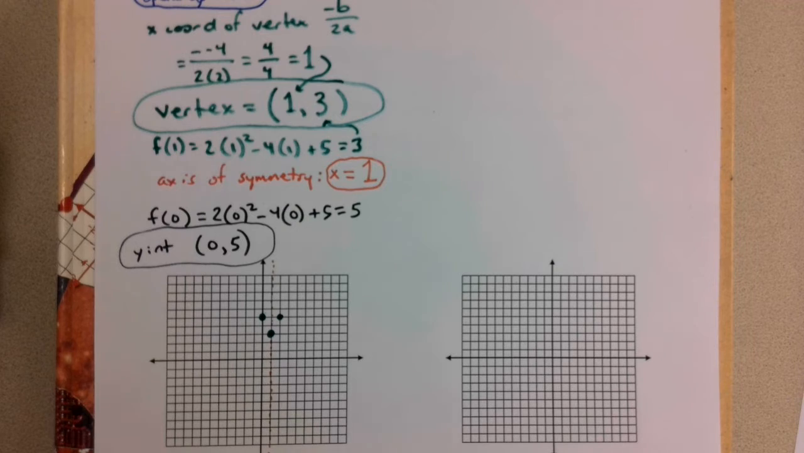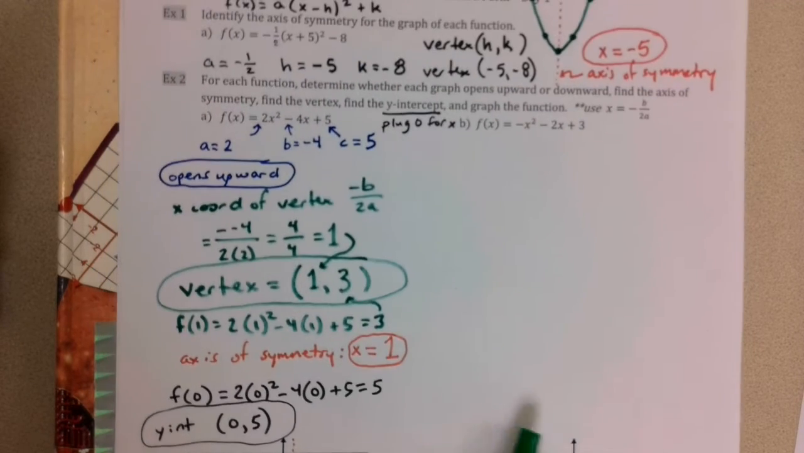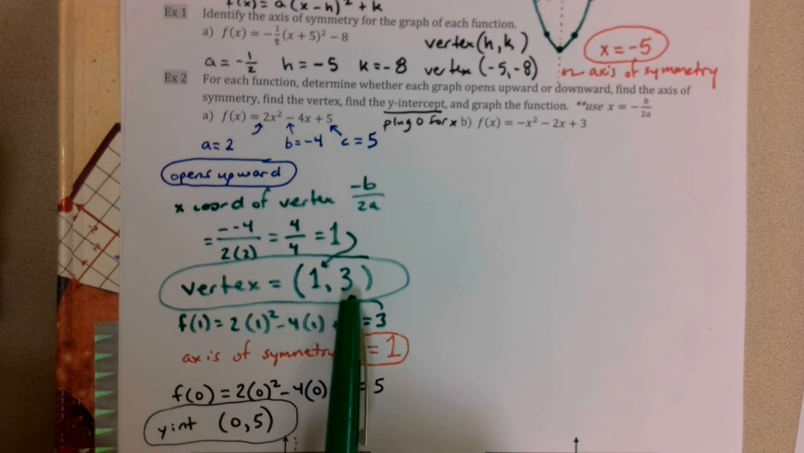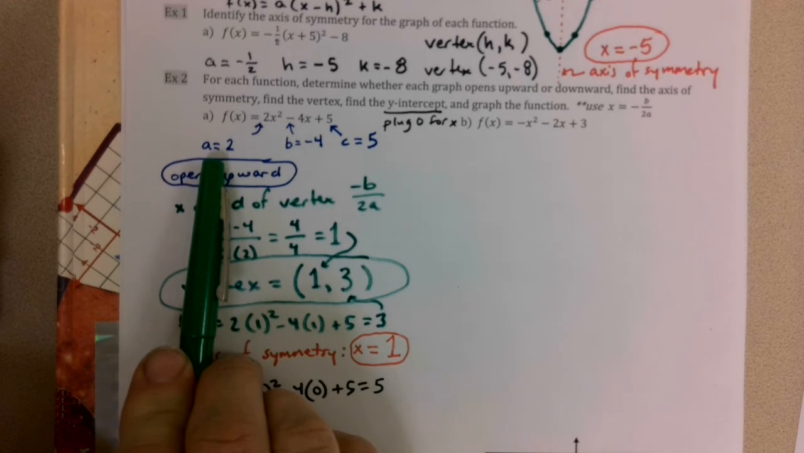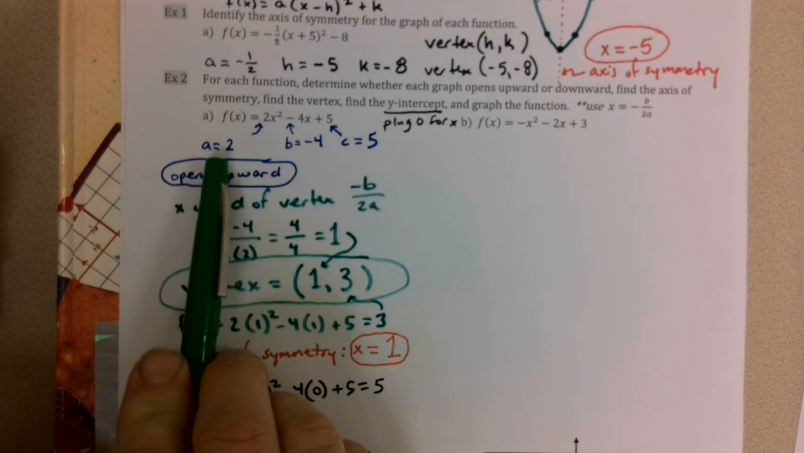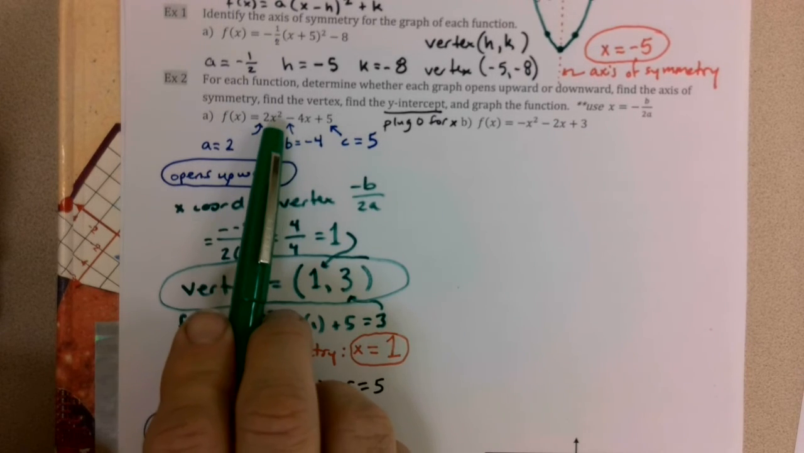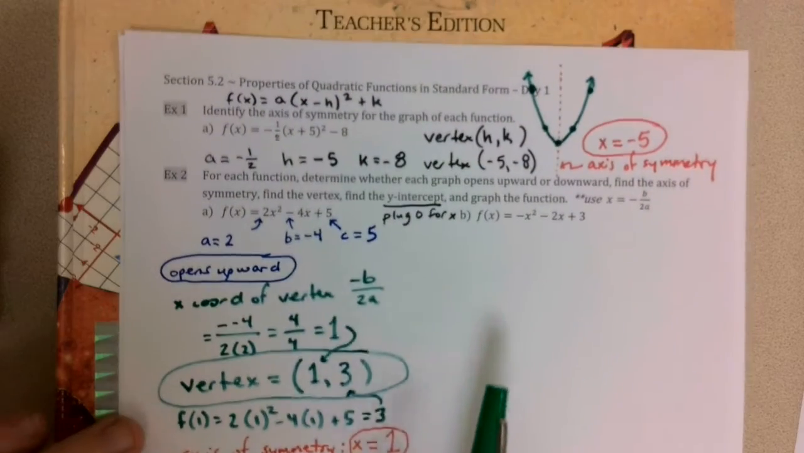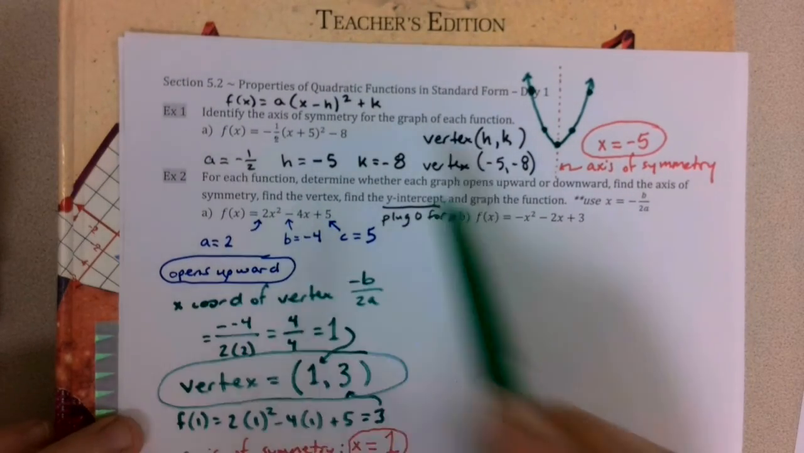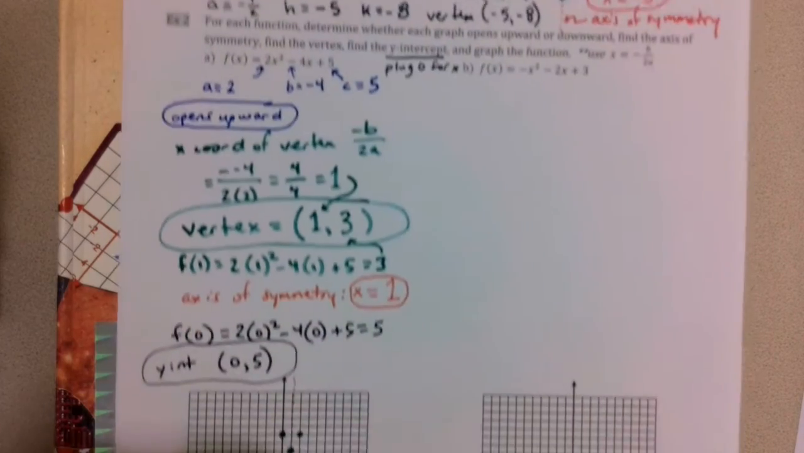Otherwise, here's really the faster way to do this. Just put the vertex in, and then come back and look at your value for a. So if I graph the vertex at 1, 3, and I know that a is 2, a positive number, our graph opens upward. And to get more points, that means that our graph is twice as steep. Remember, this a in front of the x squared term in standard form is the same as the a in front in vertex form, and that tells us how steep the graph is. So this graph is going to be twice as steep.